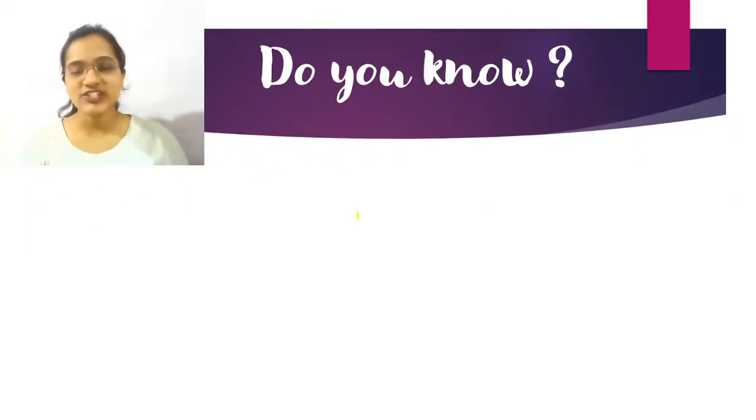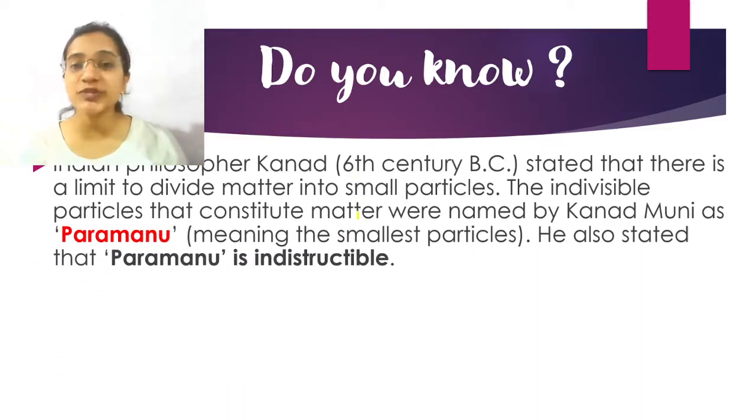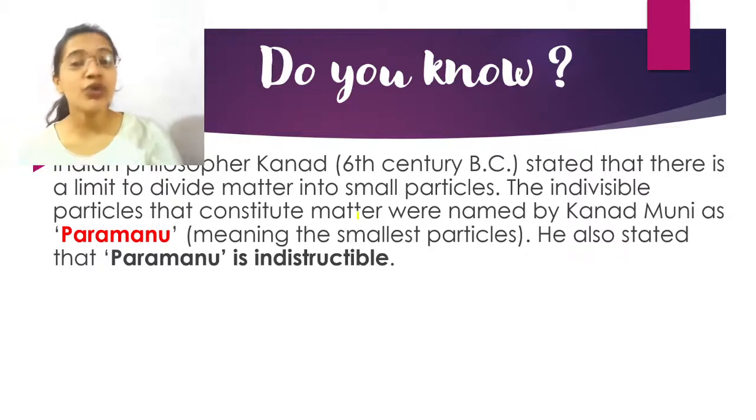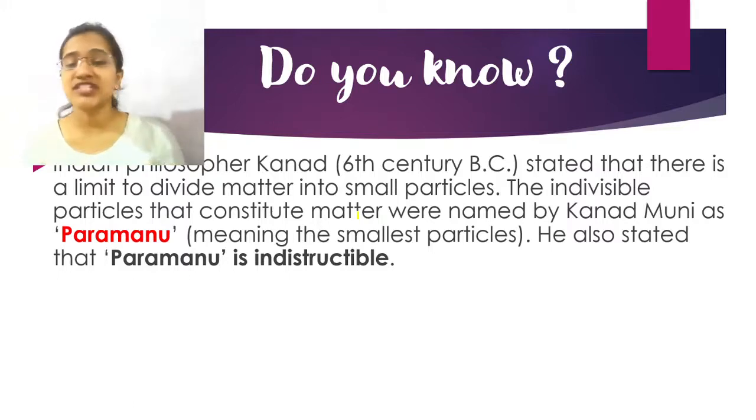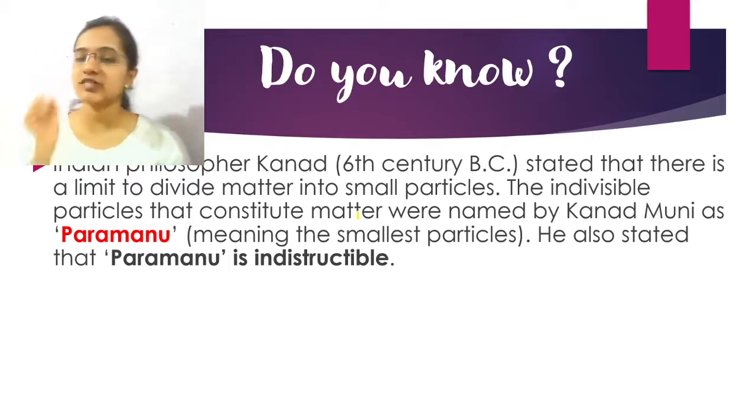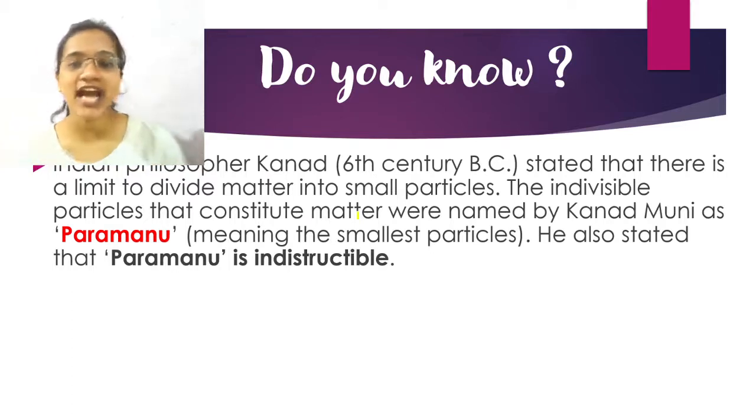Here, first we should know where the concept of the atom comes from. Do you know that in the 6th century BC there was an Indian philosopher named Kanad who gave us the name Parmanu, and he said that Parmanu is something which is indestructible. We cannot destroy it. He said that all matter is made of a small particle and he named that Parmanu, which is indestructible.